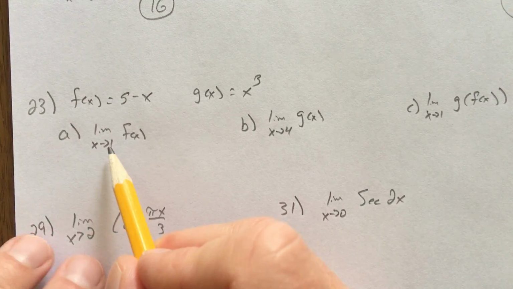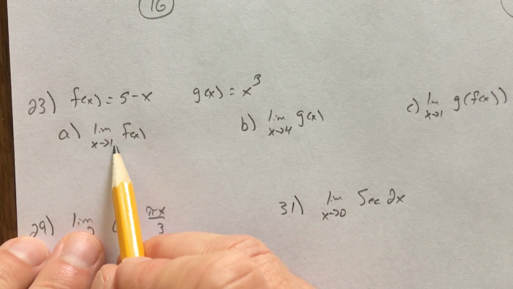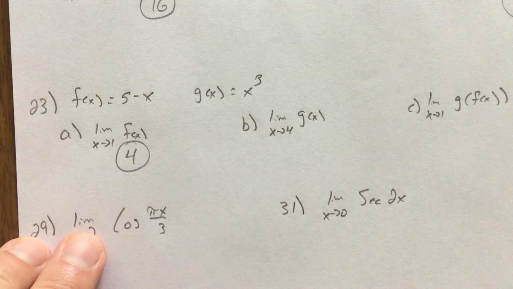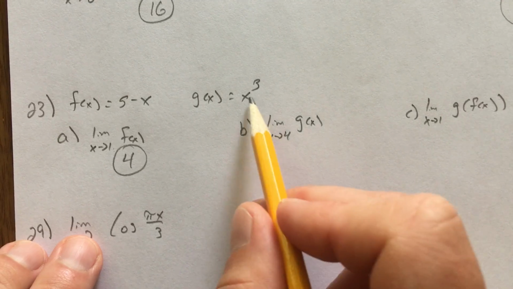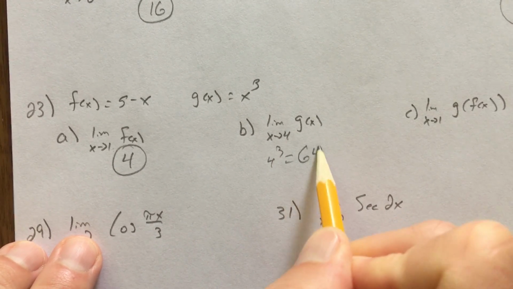All right. Same thing here. They told us f of x is 5 minus x, and they want to know what's the limit as x approaches 1. So put 1 in. 5 minus 1 is 4. They tell us here to use g now, put 4 in, so we're going to do 4 to the third power, which is 64.